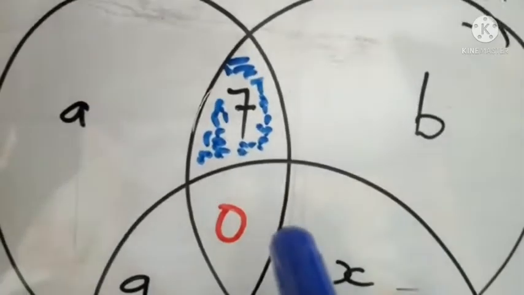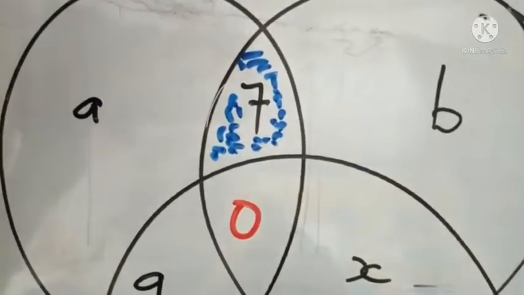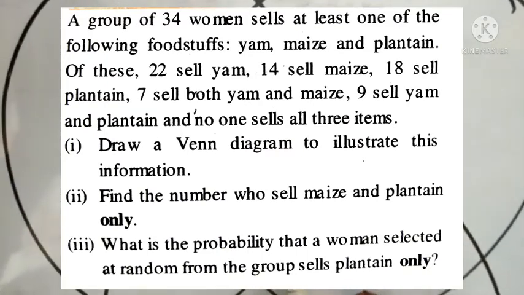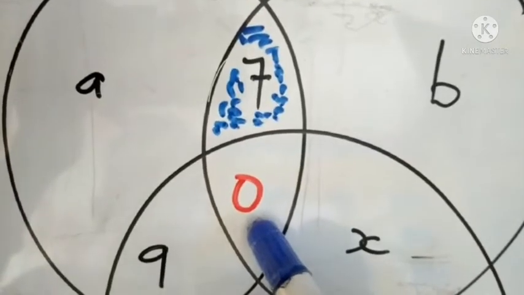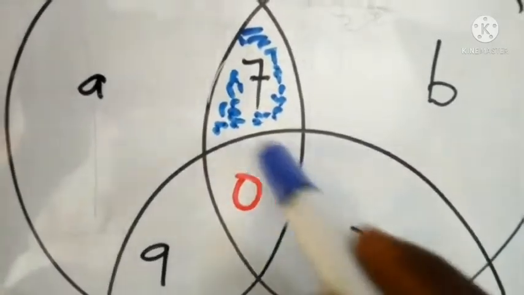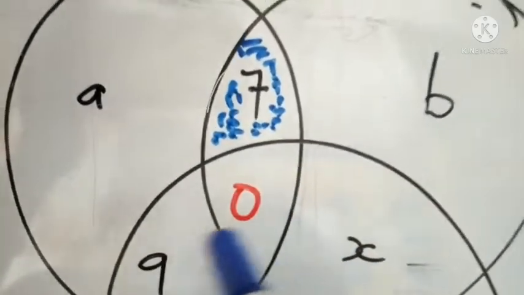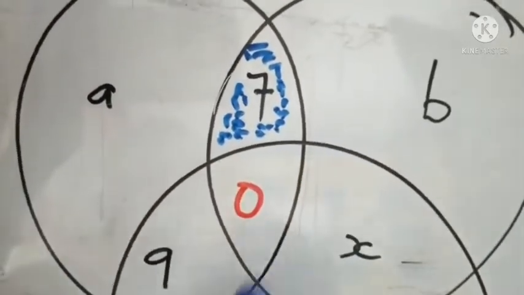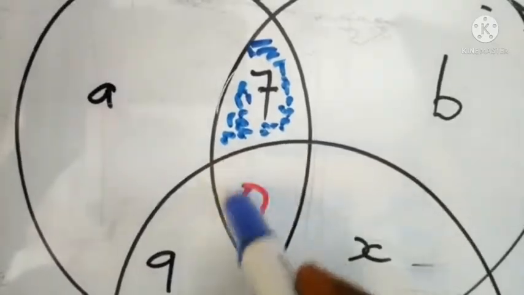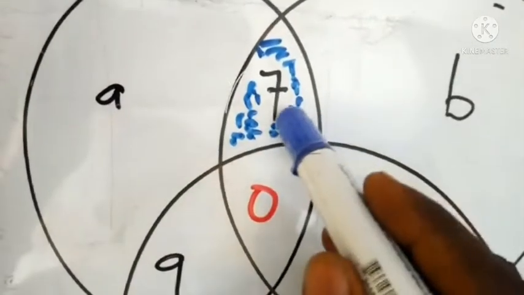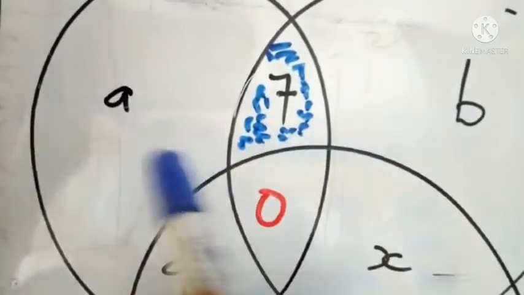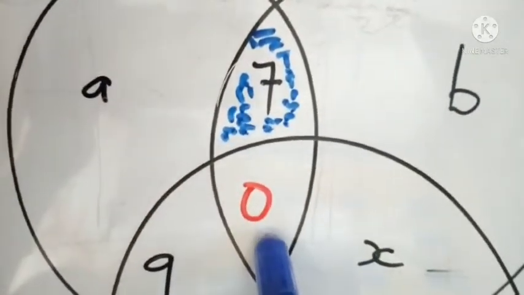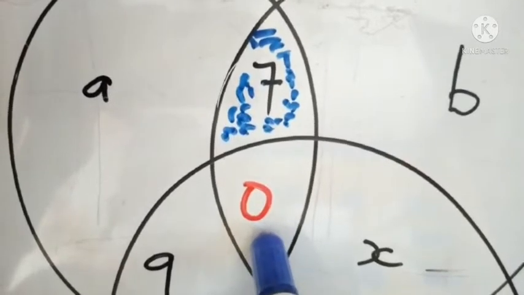Now the question says seven people sell yam and maize without adding the word only, meaning that these people are part of it too. These are in the intersection of all the three. These guys enjoy all the three foodstuffs, right? So how many are they? They are just 0. But the question said that 7 people sell yam and maize without adding the word only. These guys are part, but fortunately for us, this is just 0, right?